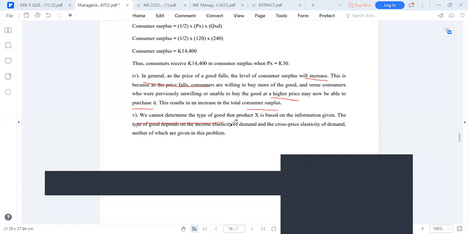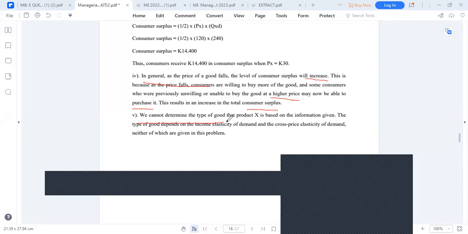So what type of good is it? Based on the information, we can't tell whether it's a normal good or an inferior good. But what we can tell for sure is that the type of good depends on income. If income goes up and demand goes up, it becomes a normal good. If demand goes down as income rises, it's an inferior good.